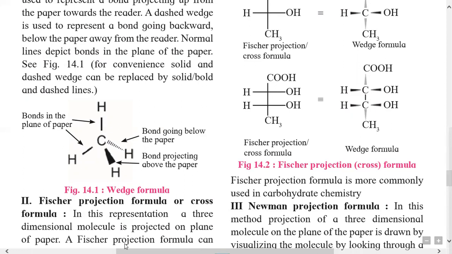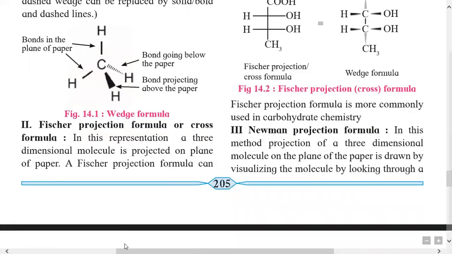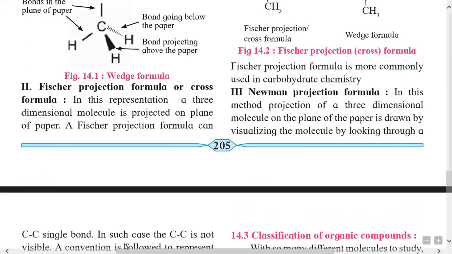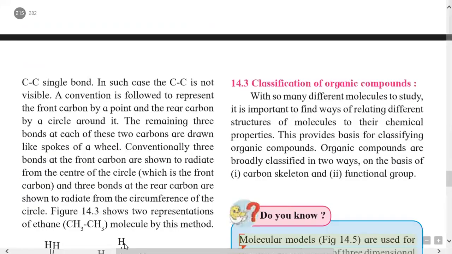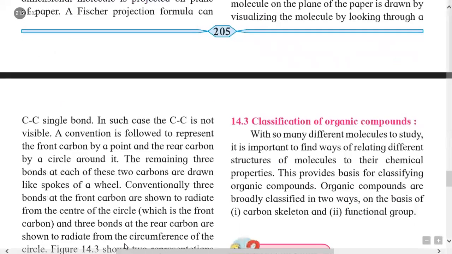There we will study in detail this type of formula, the Fisher projection formula, and one more, that is the Newman projection formula. Now we will study here the Newman projection formula, the third way to write the formula of a compound in three dimensions. In this method, the projection of a three-dimensional molecule on the plane of paper is drawn by visualizing the molecule by looking through a carbon-carbon single bond. In such a case, the carbon-carbon bond is not visible.